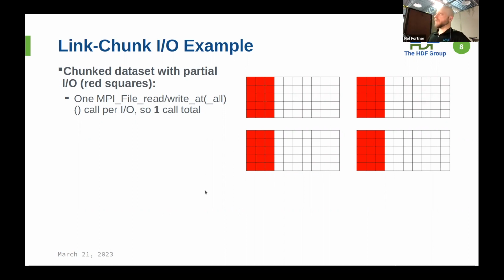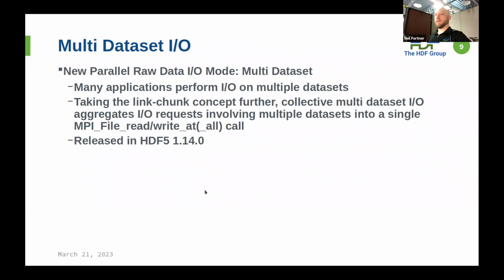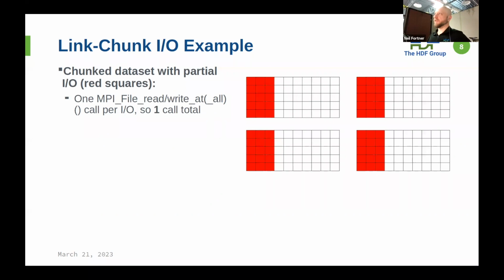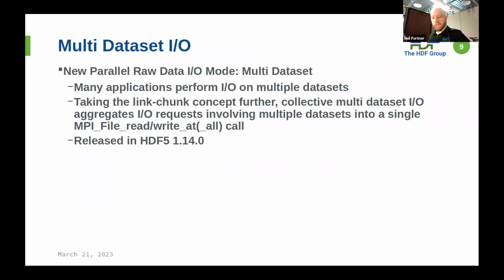All right, and so now finally we get to the topic of this talk, multi-dataset IO, and this is a logical continuation of the linked chunk method. It takes the idea of stitching the data types together further, where not only are you stitching the data types from the different chunks together, you're also stitching together data types from all the chunks in all the data sets that are involved in the IO.